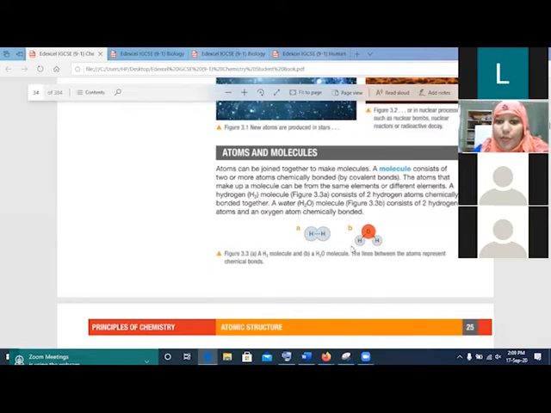Now the difference between these two is, in figure A, the hydrogen molecule consists of the same element. So both the atoms are of the same element, hydrogen. But in water, there are two different elements here. One is hydrogen, H, and one is oxygen, O. So molecules can be formed from atoms of the same element or from atoms of different elements. But whenever more than one atom is chemically combined, it's a molecule.